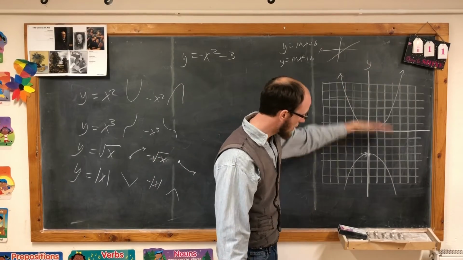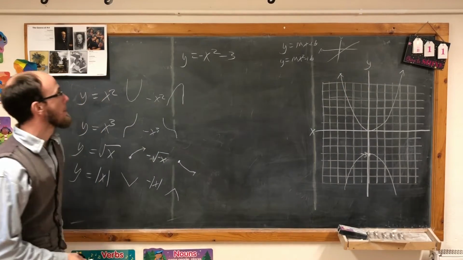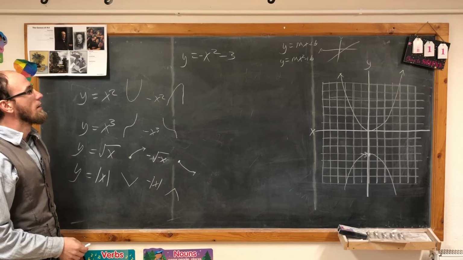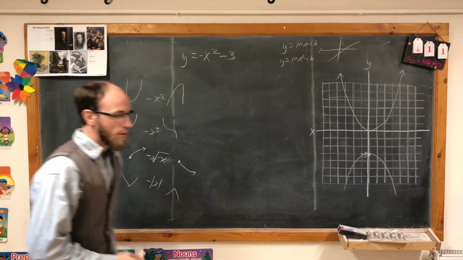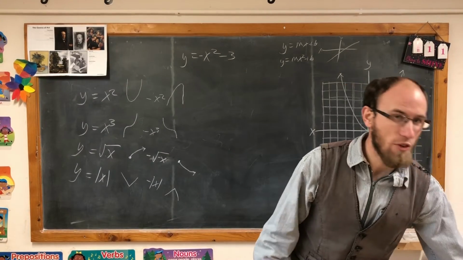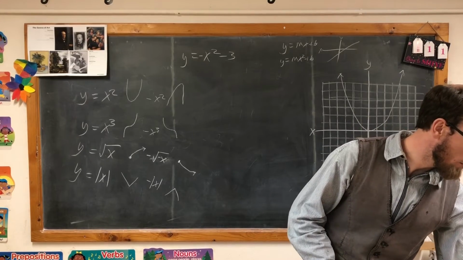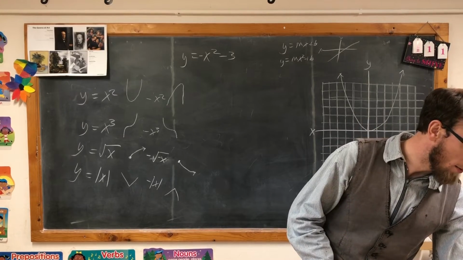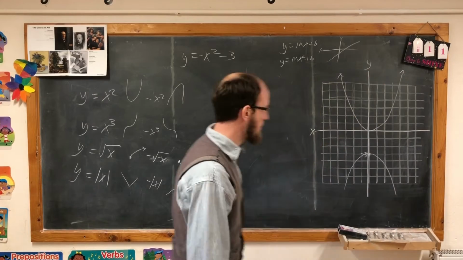Positives go up, negatives go down, as we know. Now, there is another complication. How can we move them from right to left? How can we move them back and forth that way? And here is how that works.